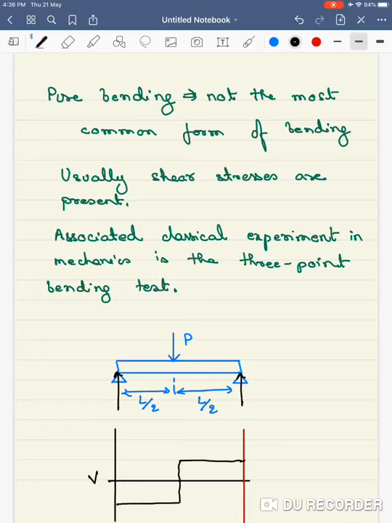And what does the bending moment look like? The bending moment I'm drawing using the red color, and I'm going to draw it on the same plot because I just want to save space here. The bending moment is going to look something like this. This is a straight line, this is a straight line, so it looks like a triangle.